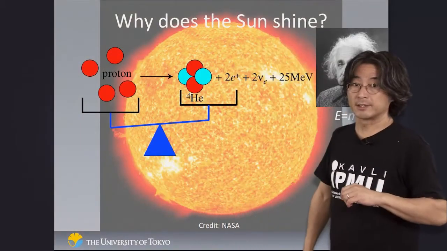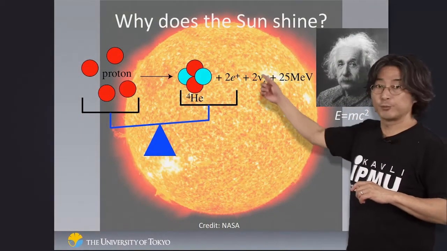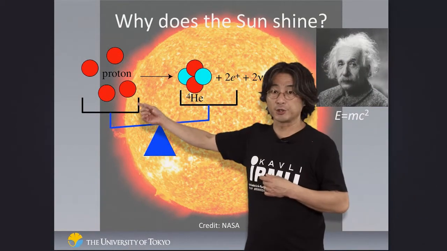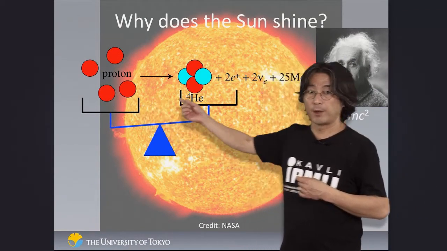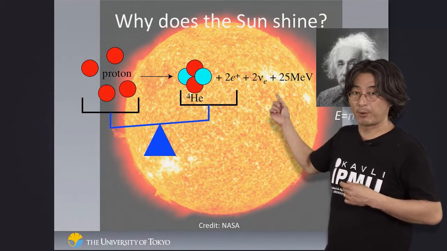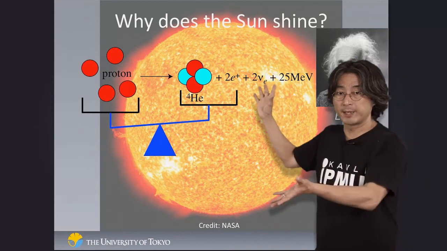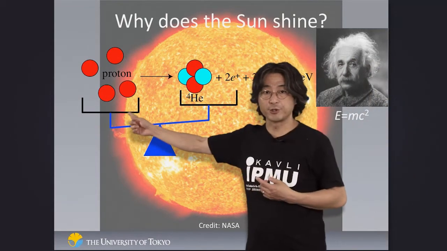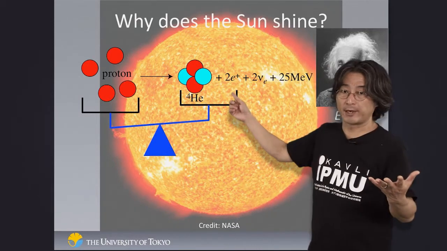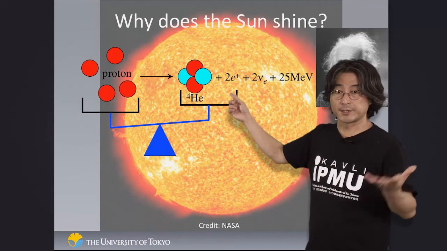And the key to this is to pretend that you put all this stuff on a scale. What you got initially are 4 protons. What you got after the reaction is a helium plus little things like a positron and neutrinos. If you weigh them together, all the mass you got at the beginning is more than all the mass you ended up with. And that's kind of surprising, right?